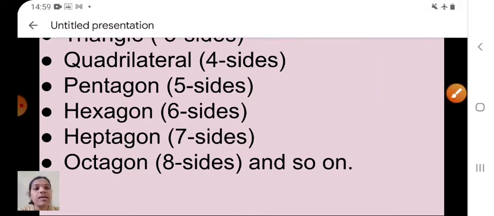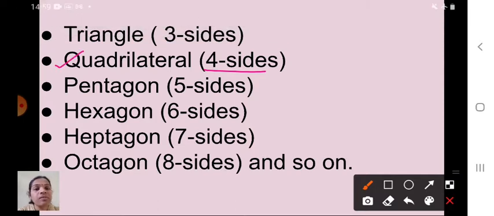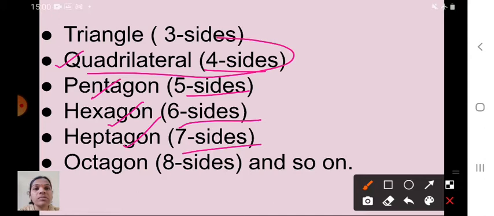A four-sided figure is called a quadrilateral. A five-sided figure is a pentagon. A six-sided figure is a hexagon. A seven-sided figure is a heptagon. And an eight-sided figure is an octagon, and so on. In this session I will discuss what is meant by quadrilaterals and their properties. Are you ready?